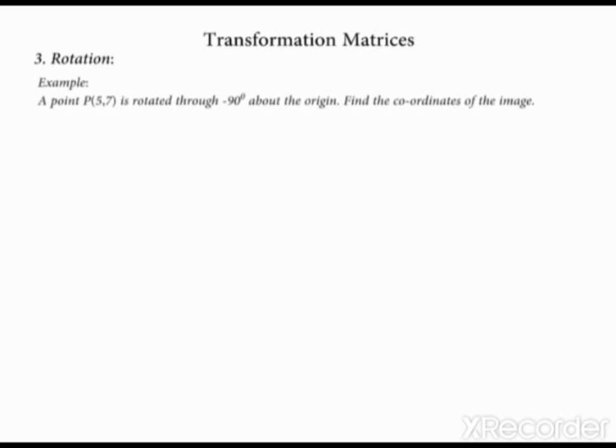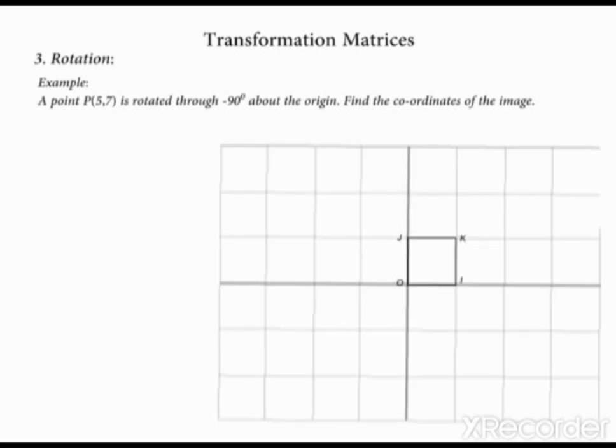For example, point P with coordinates 5, 7 is rotated through negative 90 degrees. Write the coordinates of its image. This is the unit square. We need to find the rotation matrix for negative 90 degrees. We rotate I and J, and this you can do with your eyes. Negative 90 degrees means clockwise rotation. If I is rotated negative 90, it will be here, I prime, 0, negative 1. If J is rotated negative 90, it will be here, J prime, 1, 0.